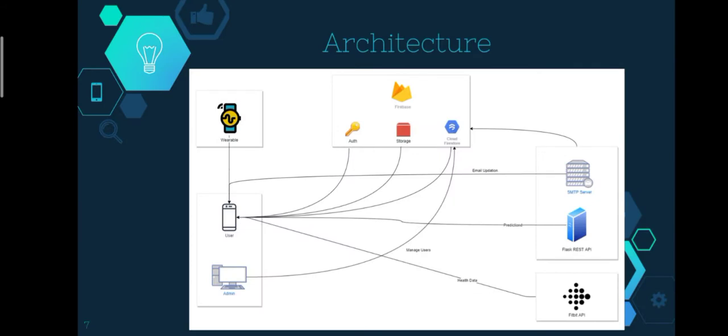We can divide the project into 5 sections. We have the wearable, which is connected to the Android device. Then we have the single user mobile application and multiple user web administration. The Firebase stack, which handles the authentication, stores medical records and handles the medical data. Then we have the SMTP server, which sends updates on users' health every day. A REST API, which sends the predictions to the user.